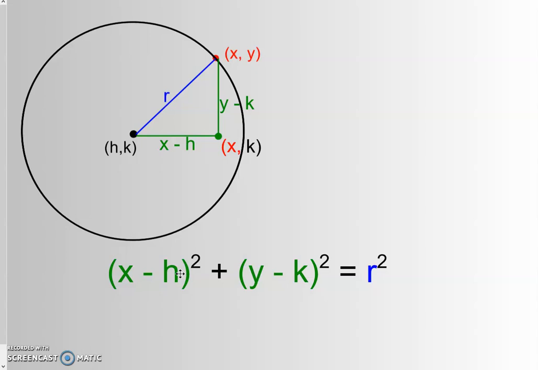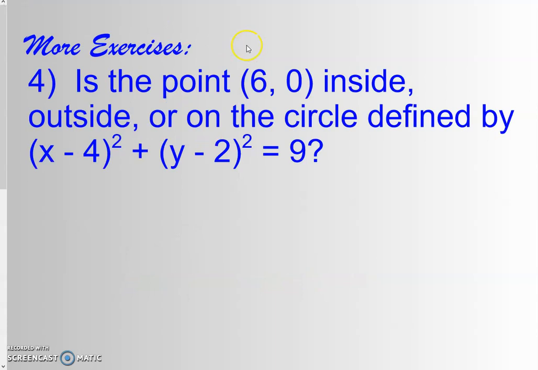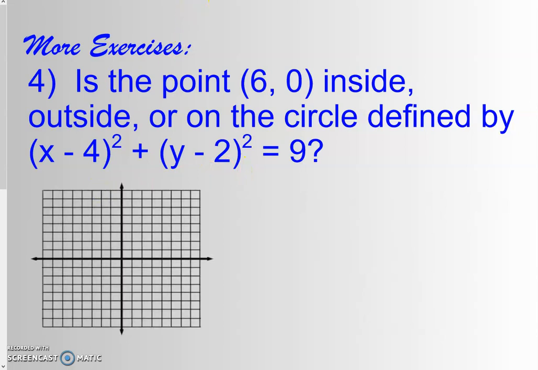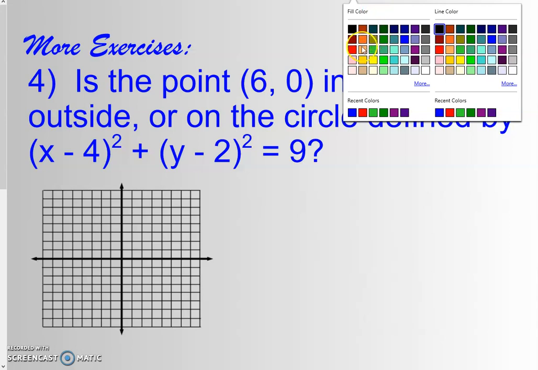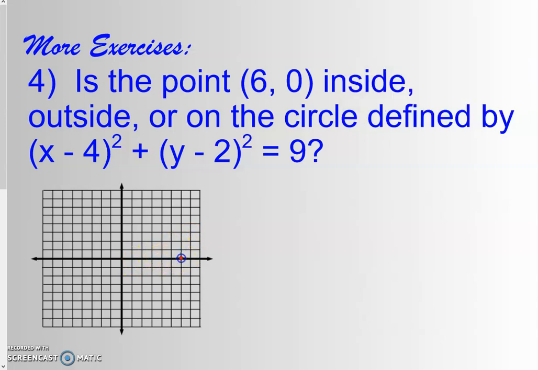Pretty outstanding. Well, we did some exercises. Those were nice. Let's get into some problems. First exercise. Is the point (6, 0) inside, outside, or on a circle defined by this equation? So one thing you might do is grab some graph paper, and then plot this point (6, 0), 1, 2, 3, 4, 5, 6, 0 right there, and maybe you plot the center, and the center looks to be (4, 2), 1, 2, 3, 4, 1, 2.